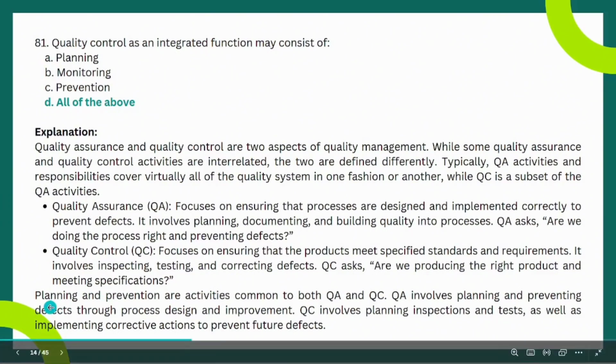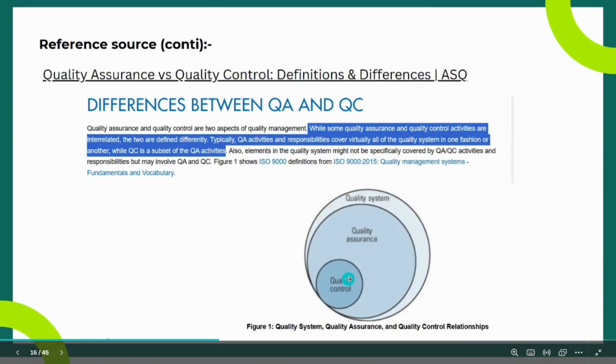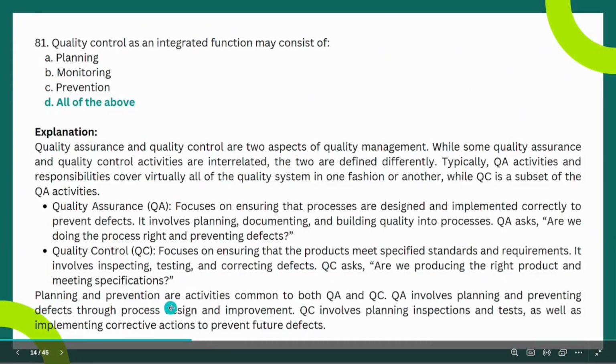In fact, quality control is a subset of quality assurance. To conclude, planning and prevention are also activities common to both QA and QC. QA involves planning and preventing defects through process design and improvement. QC involves planning, inspection and test, as well as implementing corrective actions to prevent future defects. So the answer is all of the above only.